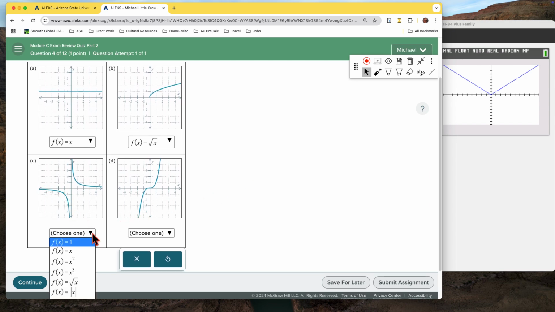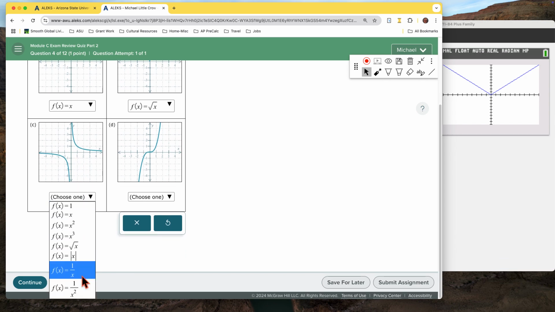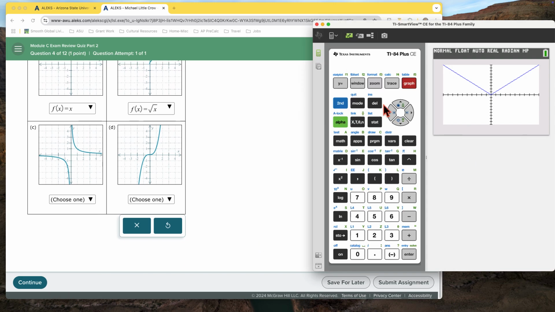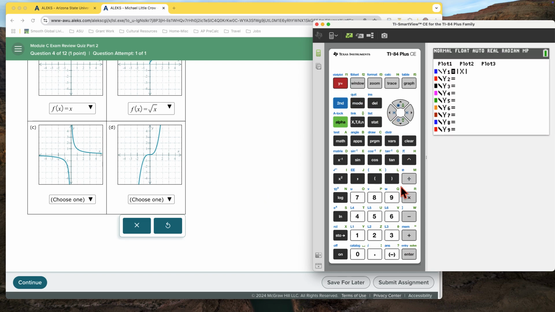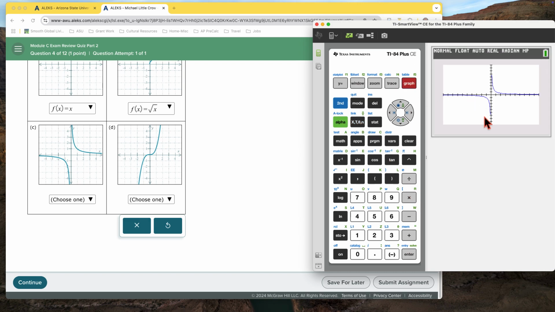This one, we see that at x = 0, it appears like it's trying to stay away from x = 0. That's an asymptote. Asymptotes happen whenever we've got a 0 in the denominator. So it's one of these two. Choose one. I'm going to go with 1/x because it's opposite. With 1/x², they all become positive, right? But again, we just check. Let's clear this out. Oops, clear. 1 divided by x, graph it, and that's what it is.